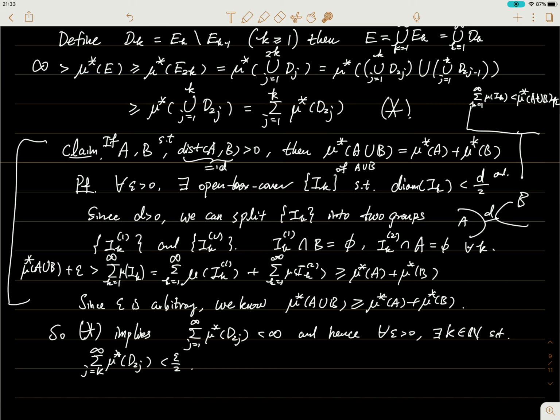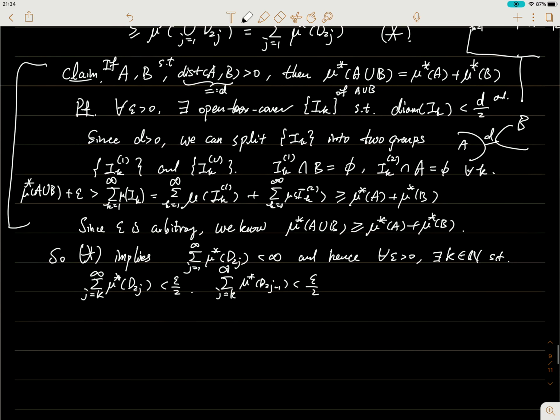So this quantity will be bigger than or equal to the union of the D2j minus 1, that is, the union of D1, D3, D5, and we have something similar. That also means the series here is bounded above, so it is finite and the series has a limit. By that, we know the tail can be arbitrarily small. So I can get the sum of mu star of D2j minus 1 is also less than this, for K large enough.